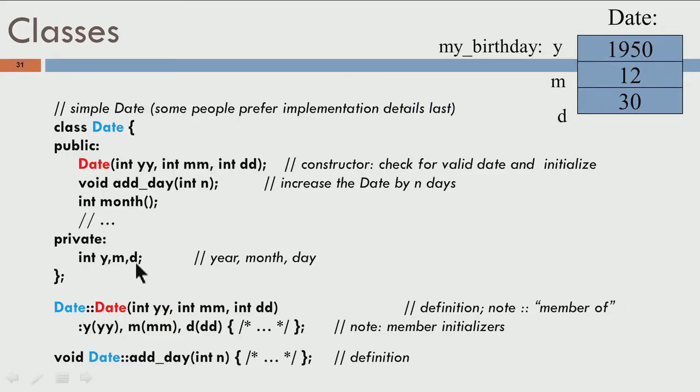Right. So, let us see how this whole thing would look like. So, I was talking about this function called date. This date is a special function which carries the same name as the class's name.